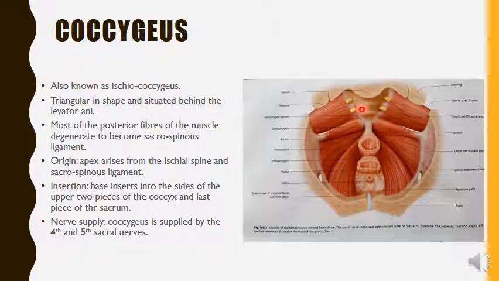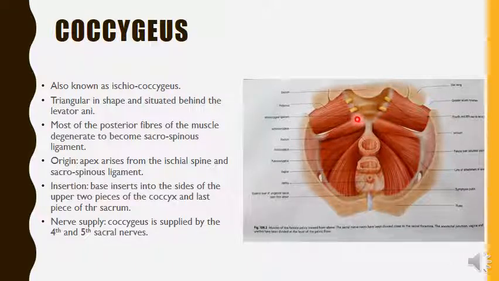Between the ischial spine and the sacrum, there is the sacrospinous ligament, if you remember. The sacrotuberous and sacrospinous ligaments, you might have seen while doing the gluteal region dissection in the lower limb. That sacrospinous ligament is nothing but the degenerated posterior fibers of the ischio-coccygeus muscle, okay. Now it is triangular in shape, so this portion is the apex and this is the base. The apex is the origin point. It takes origin from the ischial spine as well as from the sacrospinous ligament here, okay.